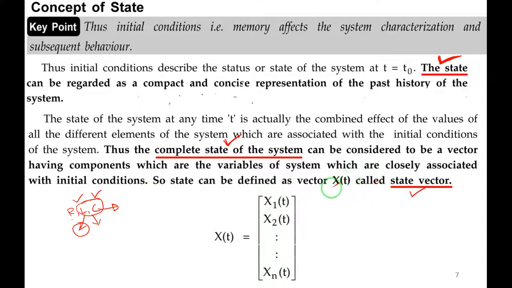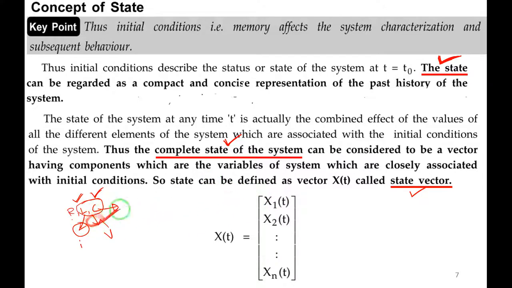I hope you understood, right? We have to consider all the state variables contributed by the system components. For example, in this example, the inductor and capacitor are the system components, and the variables are the current through the inductor and the voltage across the capacitor, right?